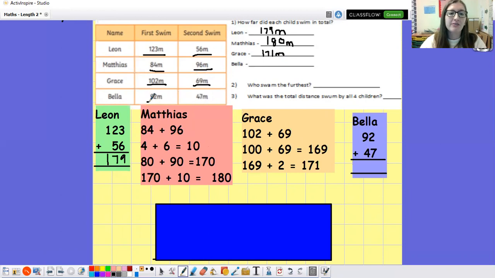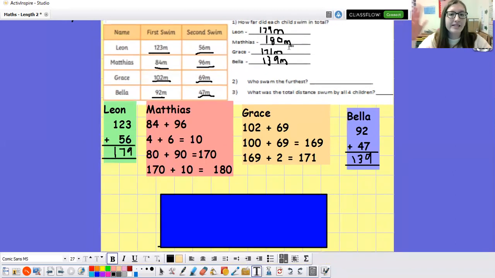And finally, Bella, she swam 92 metres for her first swim and 47 metres for her second swim. So let's do 2 add 7 we know is 9, and 9 add 4, so 9, 10, 11, 12, 13. So she swam 139 metres. So now we can use that information to see who swam the furthest. So who had the biggest distance? Well, that would be Matthias, because he swam 180. So we can put in that Matthias swam the greatest distance.